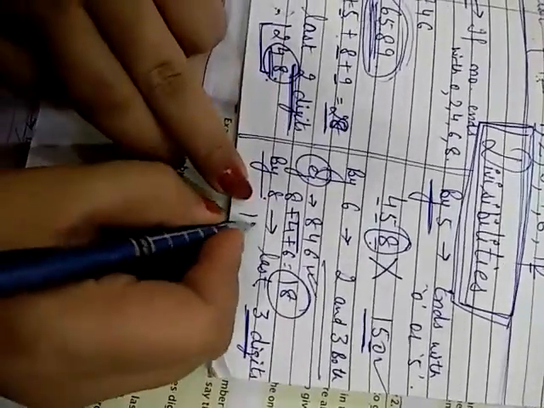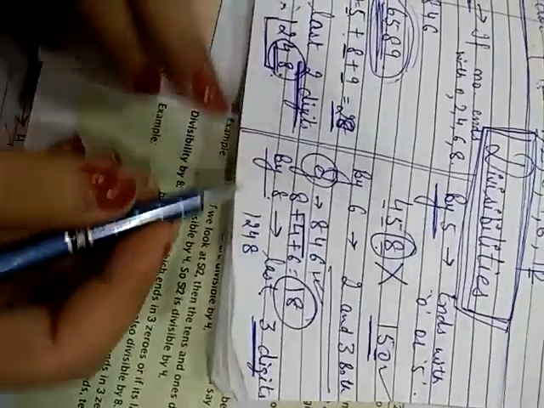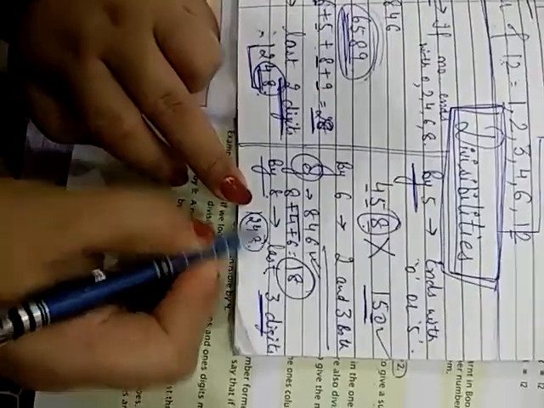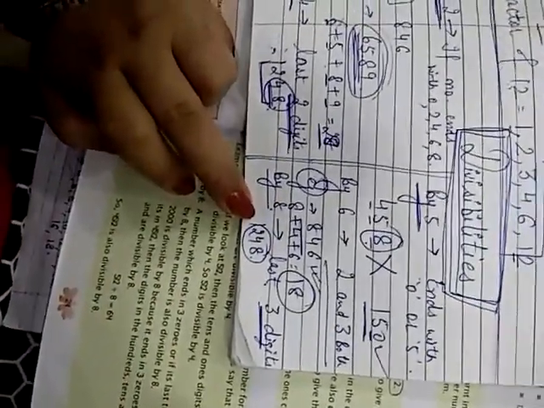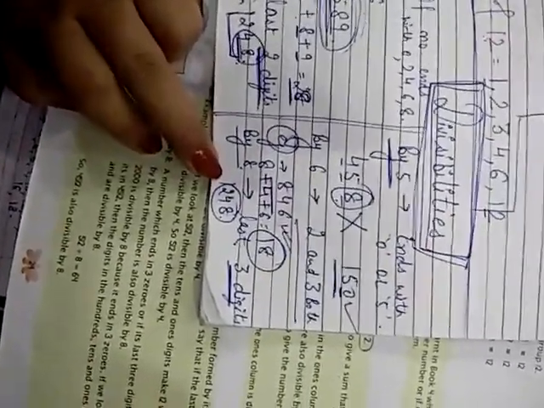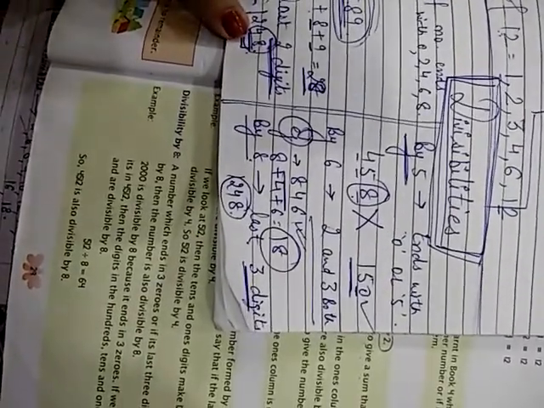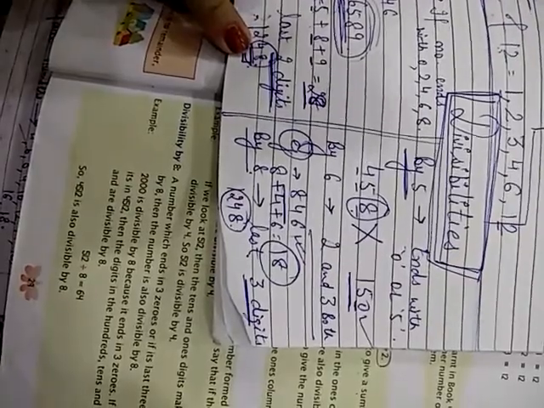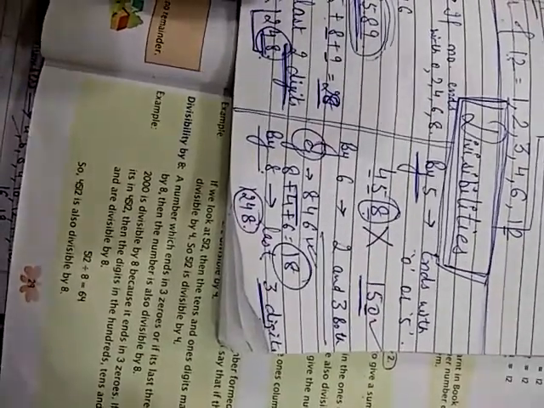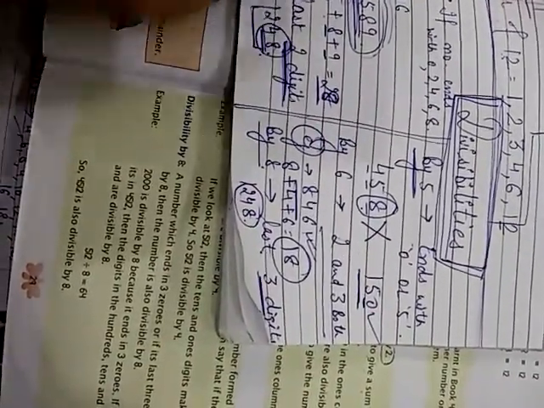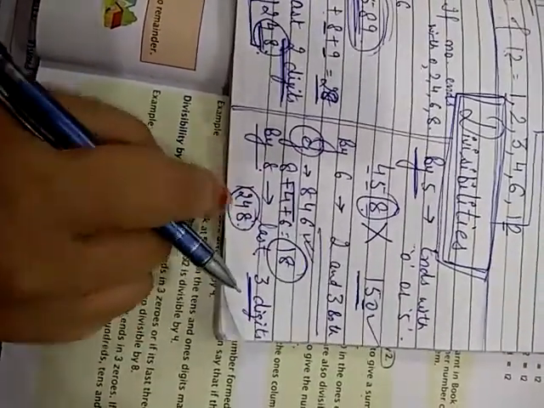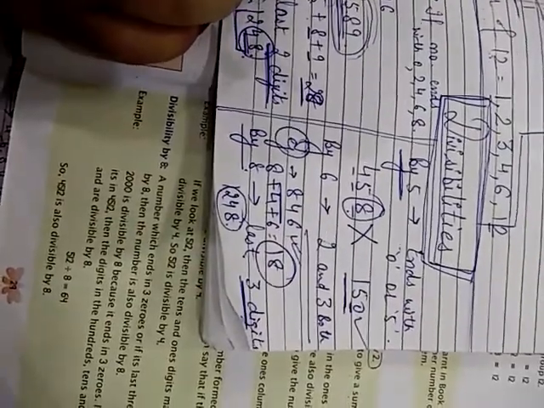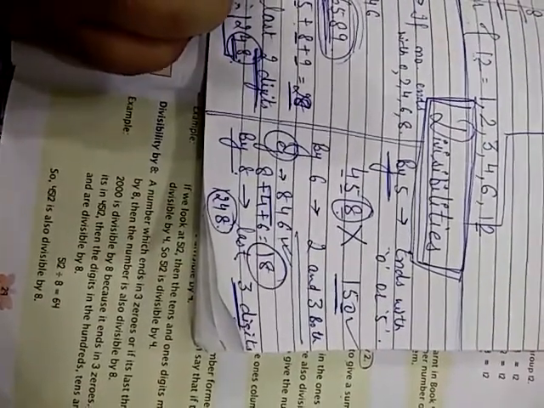I am taking the same example, 1248. Now I have to check the last 3 digits, which means here I have to take 248. Now check whether 248 is divisible by 8 or not. Tell me, is 248 divisible? Yes. It means the complete number is divisible by 8. So what is the divisibility of 8? You have to check the last 3 digits.